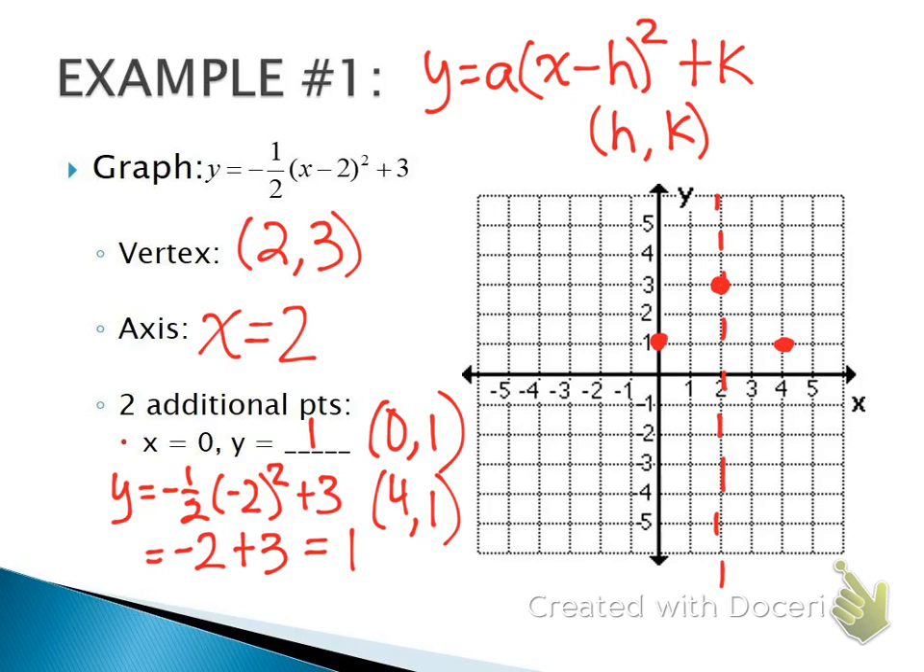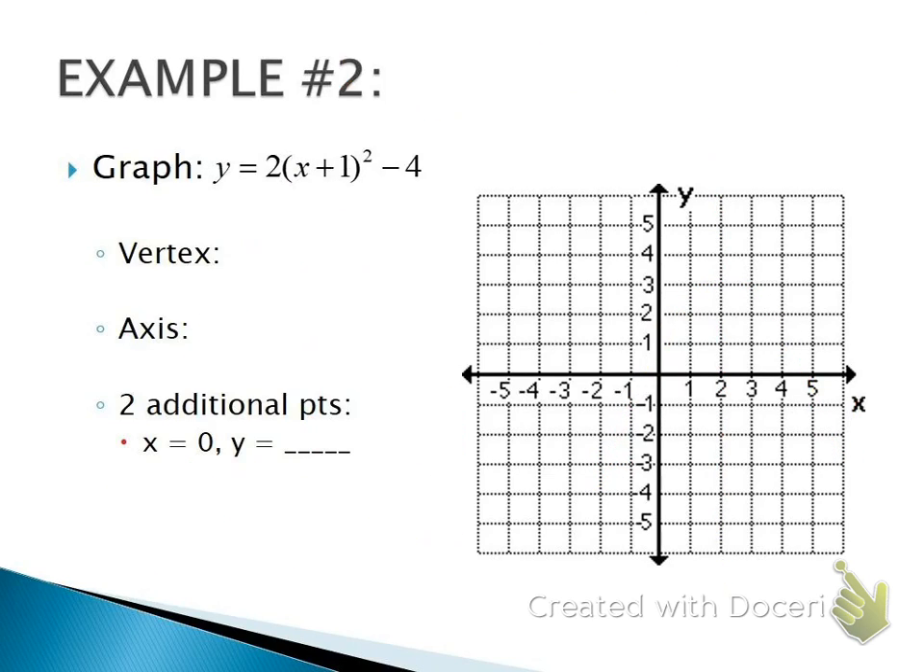And then last but not least, we sketch in our U. Ooh, that's not good. That's a little better. And like we said earlier, it opens down because the A, that number in front that was being multiplied, is negative. All right, I'm on example 2.